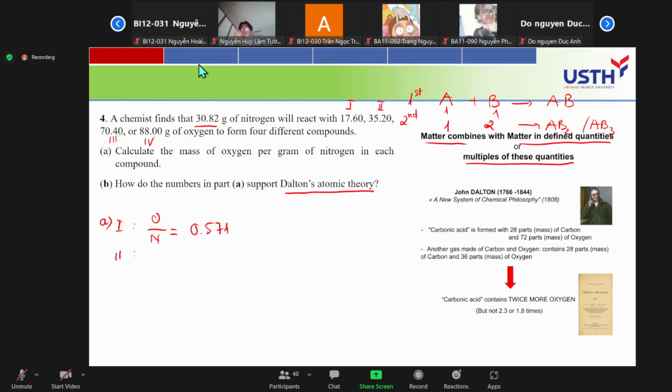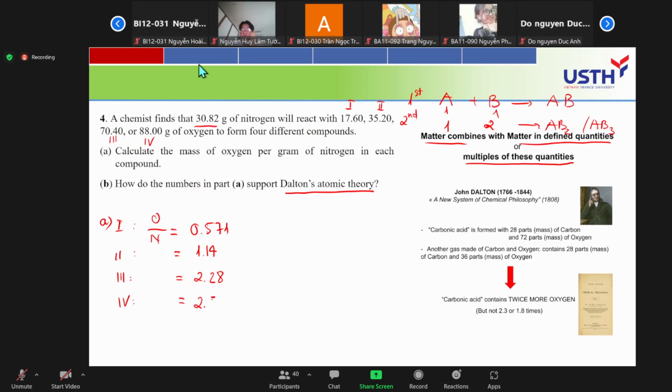The second one is equal to 1.14. Can you give me a little bit more detail? No problem. Number 3 is equal to 2.28. And the next is equal to 2.85.